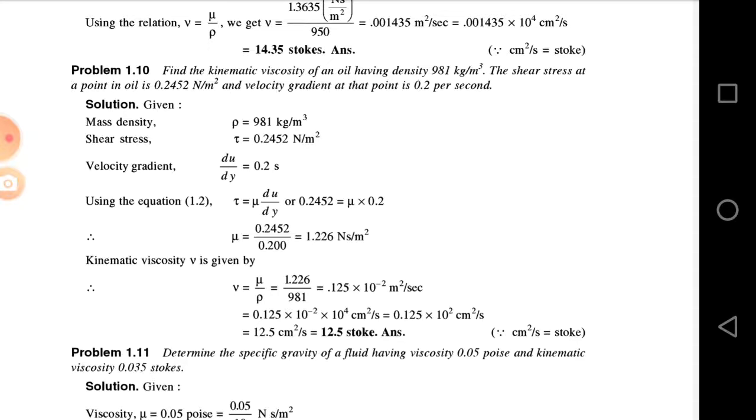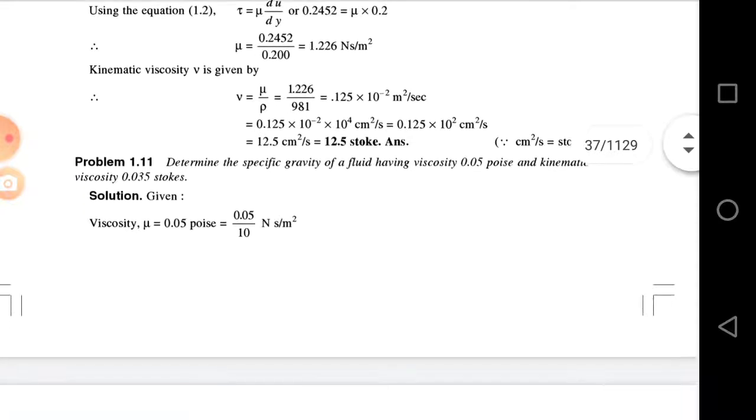So using the equation tau is equal to mu du by dy, mu is equal to 1.226 Newton second per meter square. And the kinematic viscosity is given by mu by rho, and it is 12.5 centimeter square per second, 12.5 Stokes.